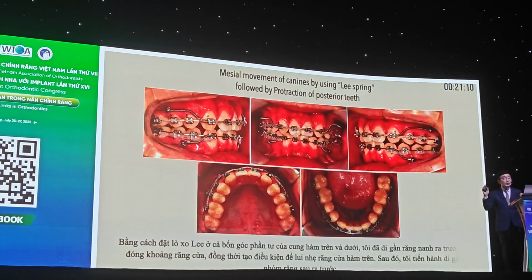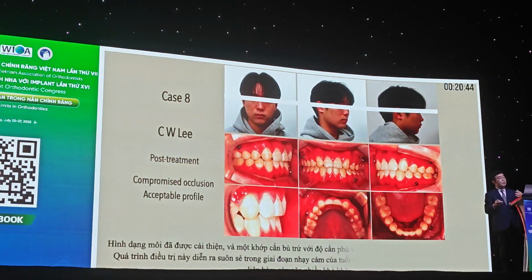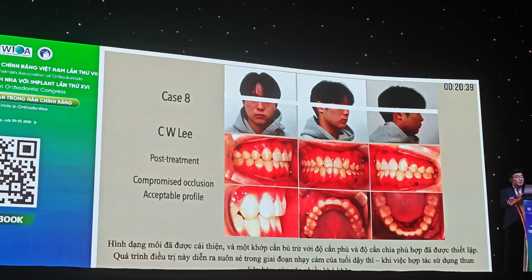By installing lead springs in all 4 quadrants of the upper and lower arches, I pushed the canines forward to close the incisor space, allowing some retraction of the maxillary incisors. I then proceeded to advance the posterior teeth forward. The forward movement of the molars effectively resolved the space in the incisor region. The appearance of the profile improved, and a compromised occlusion was reestablished with appropriate overbite and overjet.